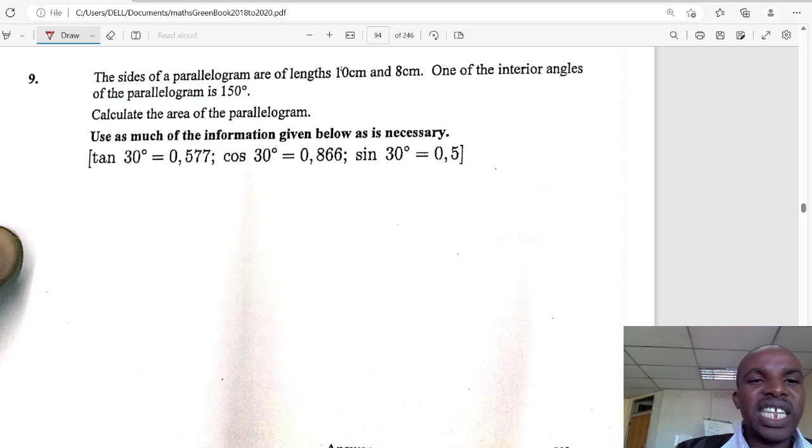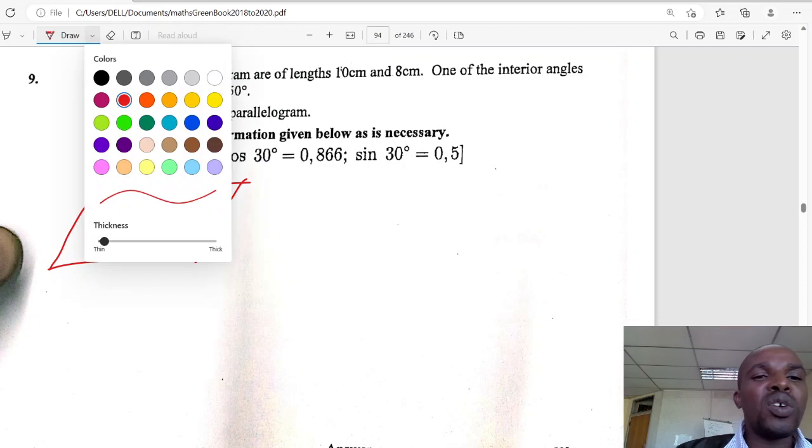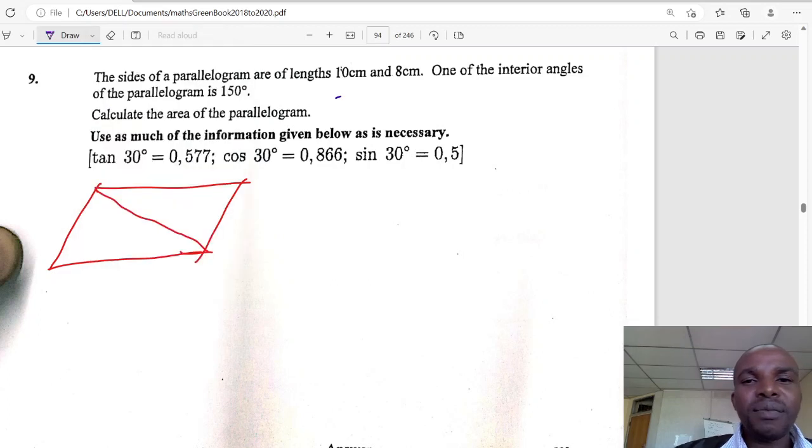Right, let me sketch the sides of a parallelogram. Let me put it like this. This one is a parallelogram. It is made up of 2 equal triangles, right? Take note of that part. Then this parallelogram, they said here, the sides are 10 and 8, which means this one is 10. This one is also 10 centimeters. And this one is 8 centimeters. This one also, which means it's 8 centimeters. So 2 opposite sides are equal. And the other opposite sides are also equal and parallel. Please take note, they are equal and parallel.